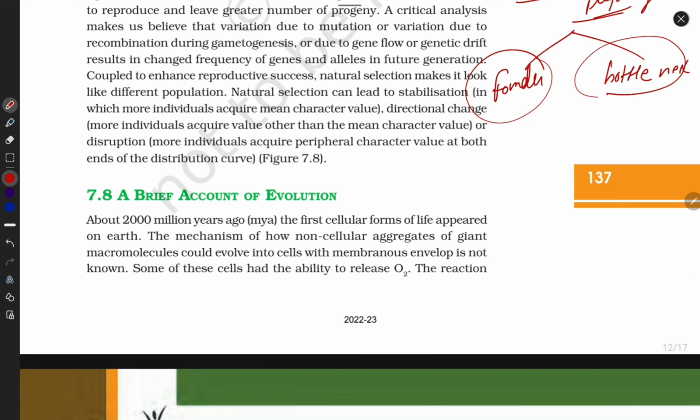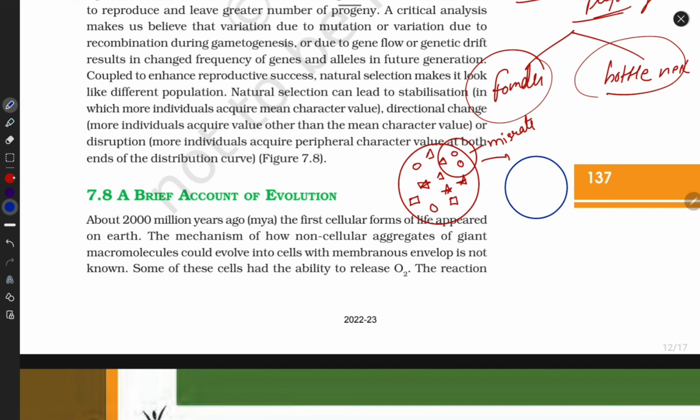Guys, what is the founder effect? Listen to me very carefully. Now guys, focus. This is the population. Here lots of individuals live. Now what happened? Some individuals decide to migrate from here, and they reach a different island. Means they migrate from their native place and move to a new island.